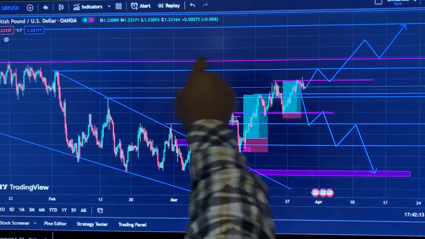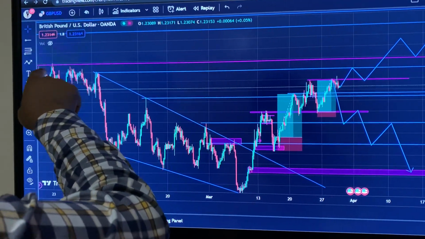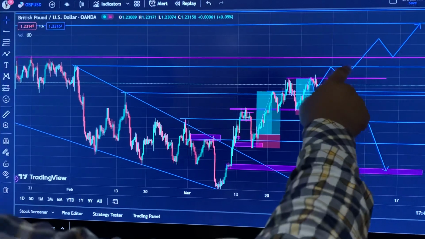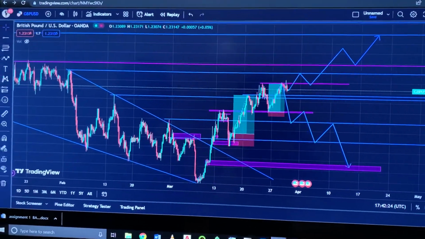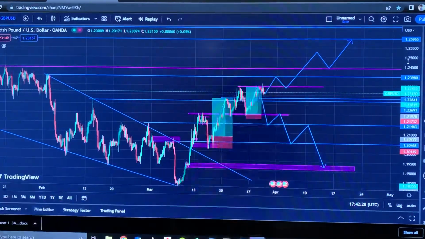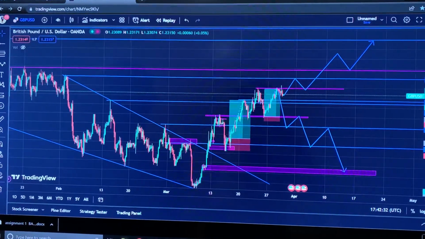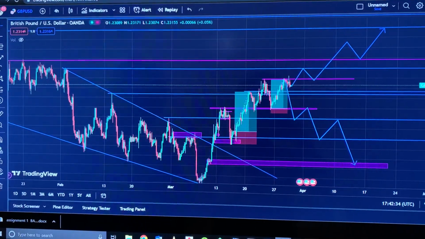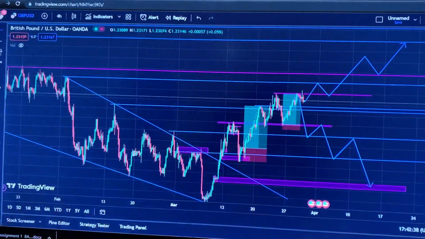So we have another resistance here, of these moves that happened. Price actually breaks through this resistance and then comes back to retest to confirm that the resistance has been broken. It's now a line of support, and then it continues upwards. So these are the things that you can be expecting on British pound against the US dollar. This is my analysis for this whole thing.